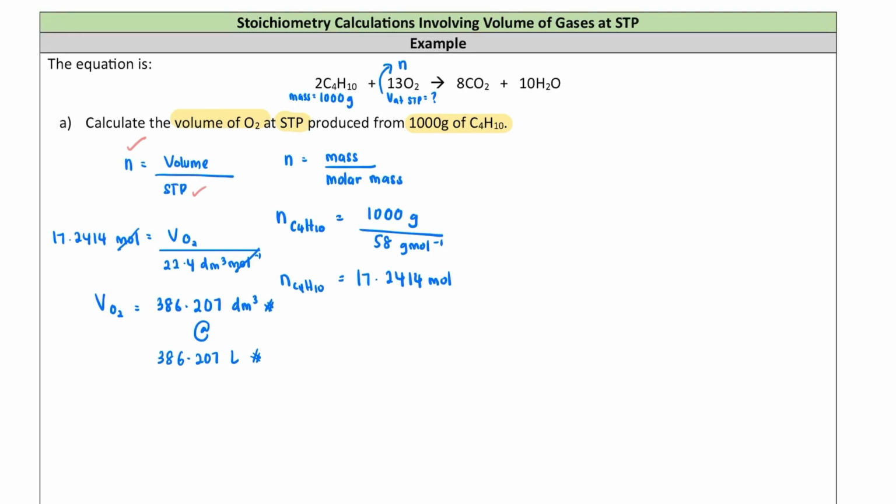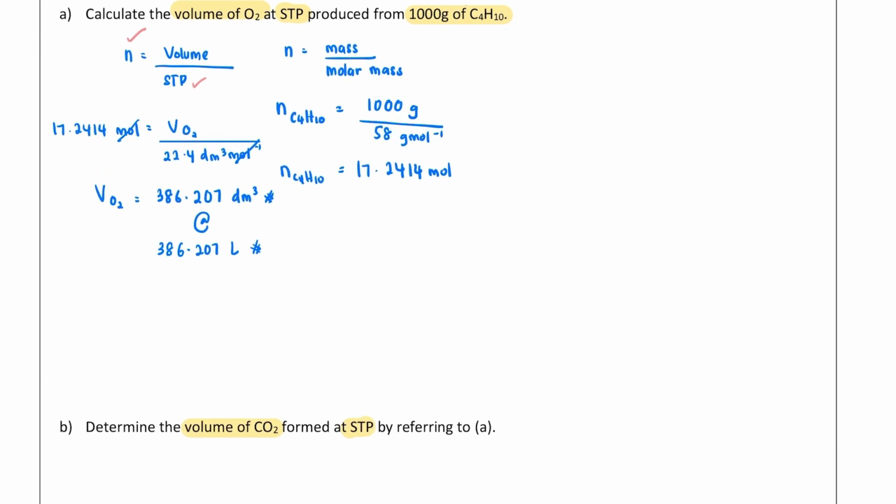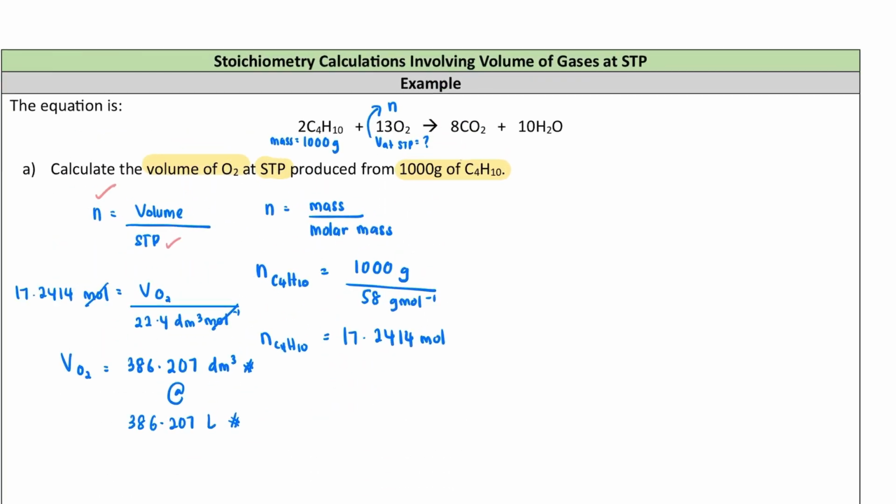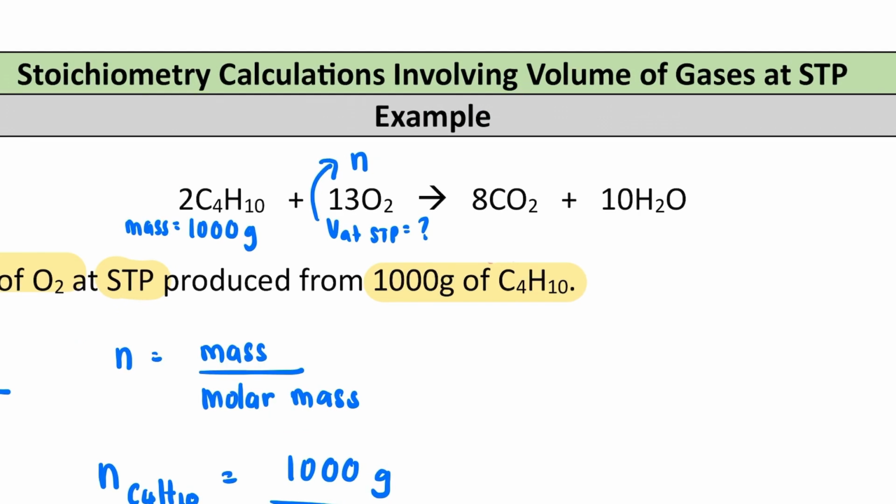Okay, next let us try to solve example B. Determine the volume of carbon dioxide formed at STP by referring to A. In this question, the carbon dioxide is the product. So the question asks for the volume of carbon dioxide. Same condition, it says at STP. So to get the volume, before that we need to get the number of mole, n, first. So to get the number of mole of carbon dioxide, we do not have any information about carbon dioxide.